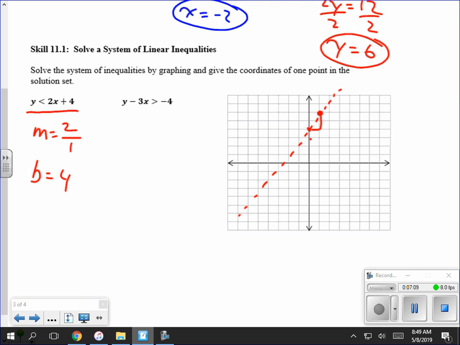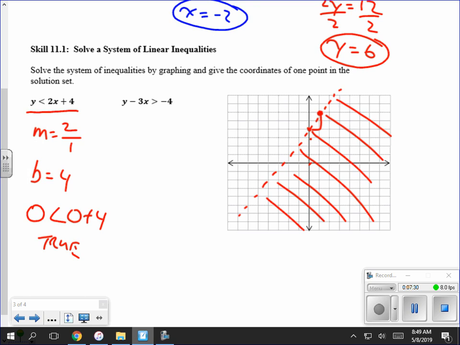And then I need to test and shade. This one does not go through the origin, so I put in 0 for x and 0 for y. I get 0 less than 0 plus 4. Is 0 less than 4? Yes, it's true. So the origin, the point I tested, is in my shaded area. So I shade that side of the line. I do the same thing with the next one.